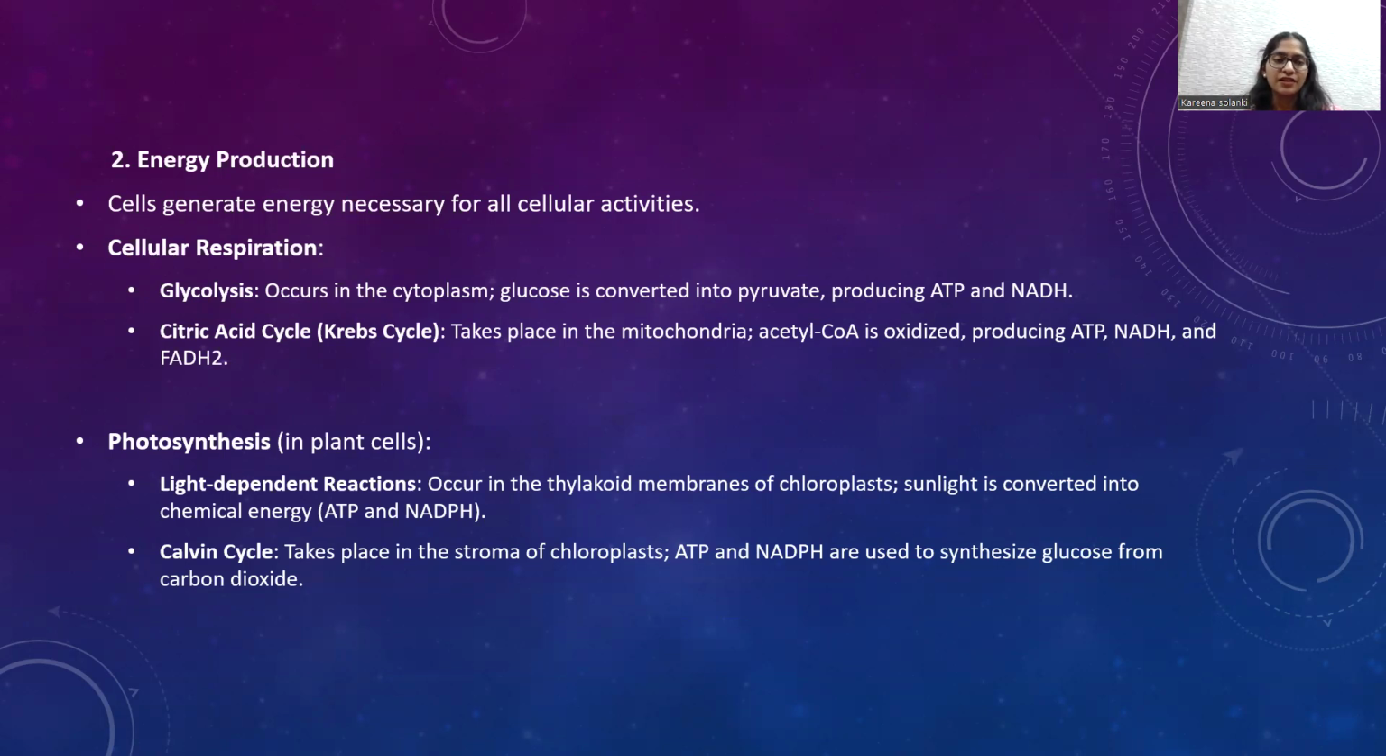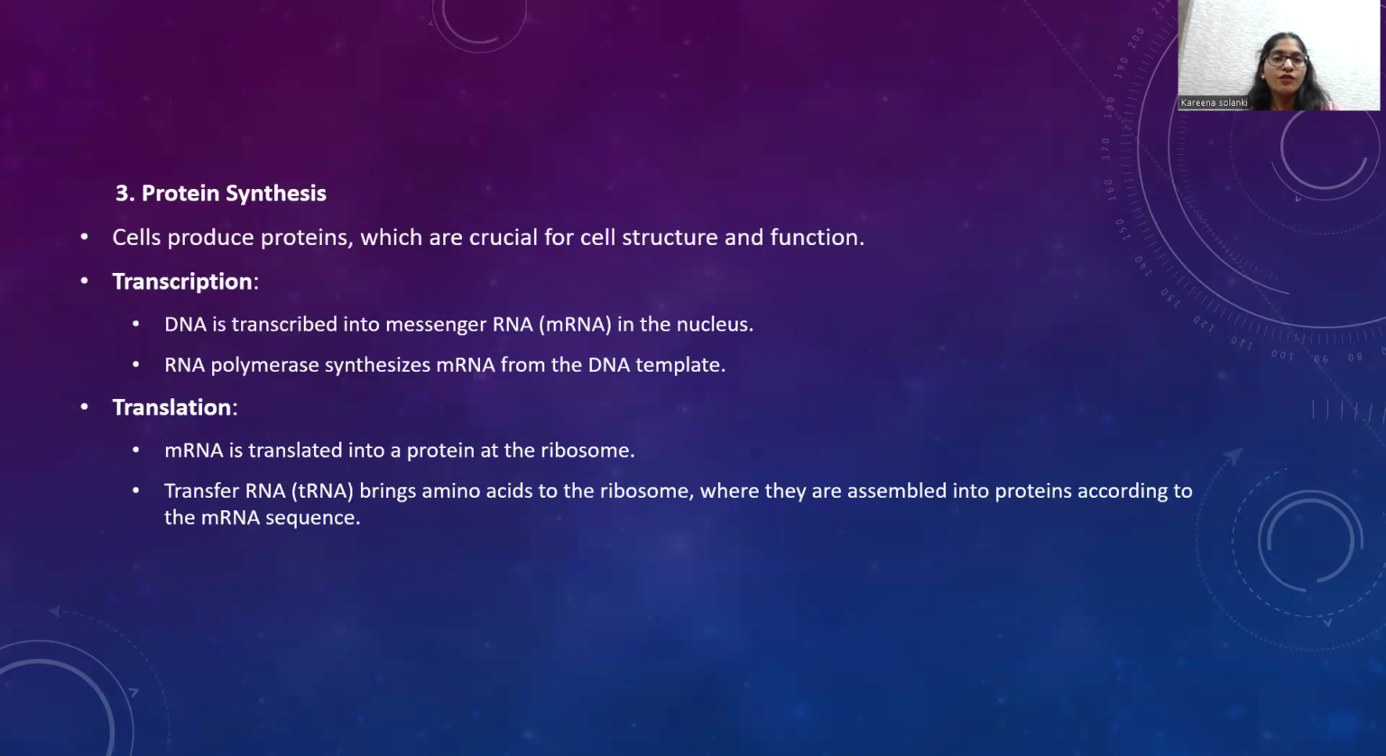Photosynthesis in plant cell. Light dependent reactions. It occurs in the thylakoid membranes of chloroplast. Sunlight is converted into chemical energy. Calvin cycle takes place in the stroma of chloroplasts. ATP and NADPH are used to synthesize glucose from carbon dioxide.